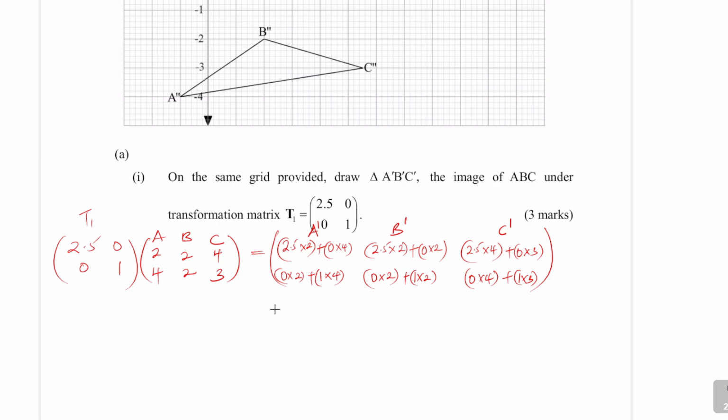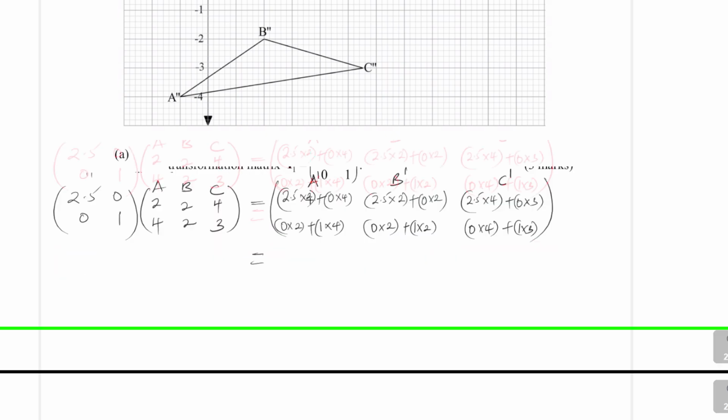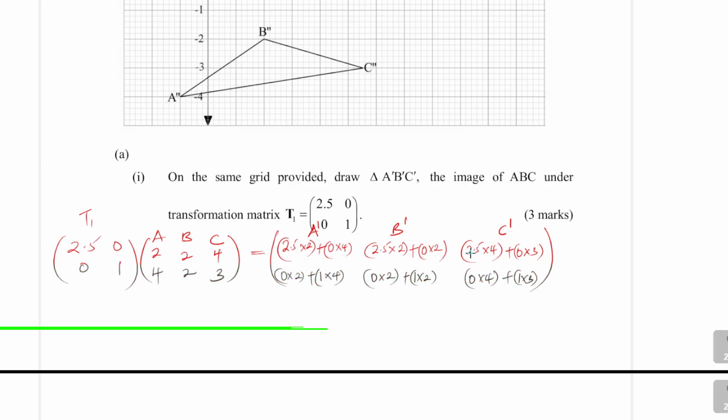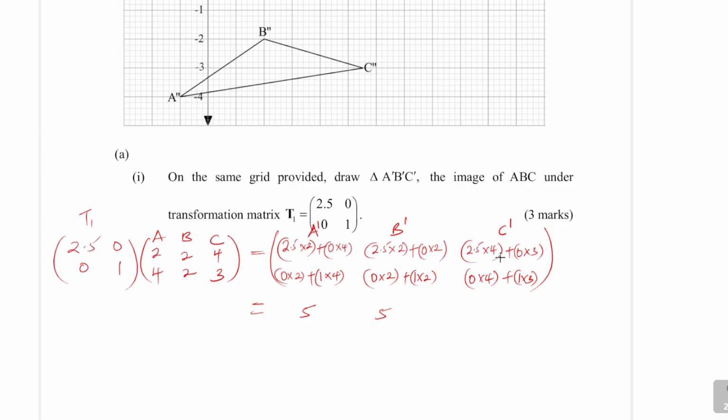So now from here we can give the coordinates. For 2.5 times 2, this will give 5. The first row will give 5 as well, and then this will give 10. Then the second row will give 4, this will give 2, and this one will give 3. So that is A prime, B prime, and C prime. That is how you're supposed to do that.